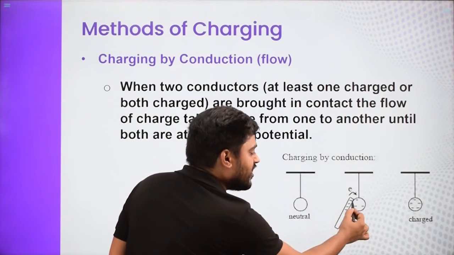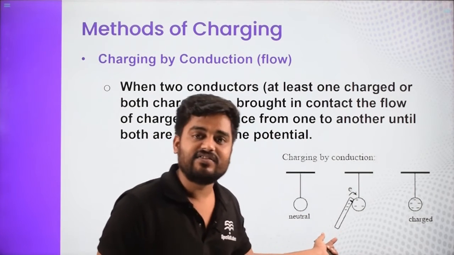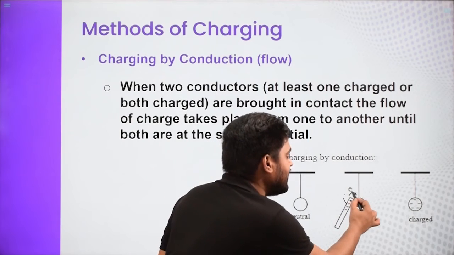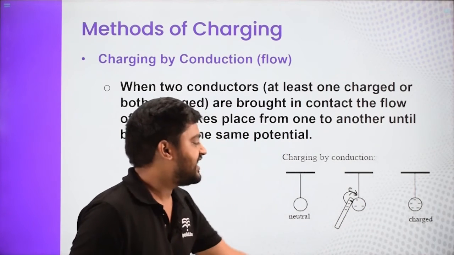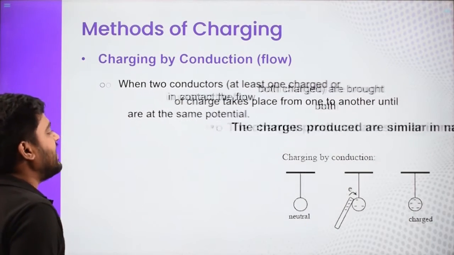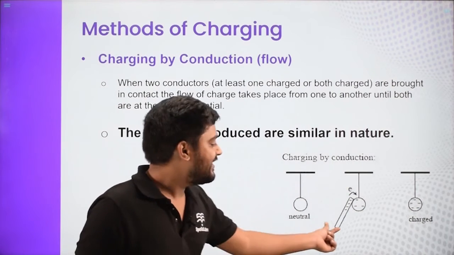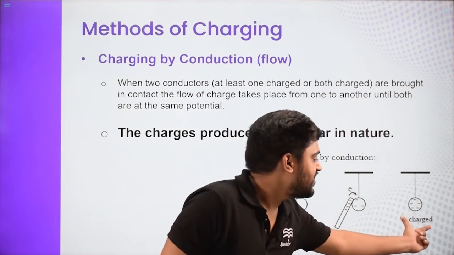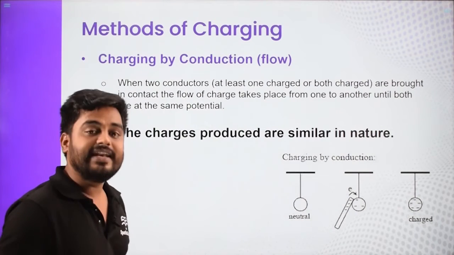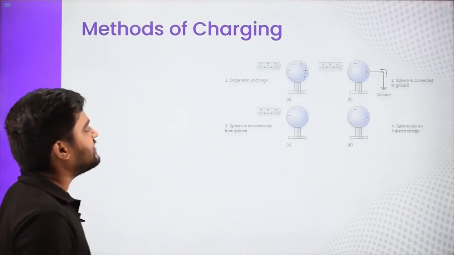When you put them in contact, since this is negatively charged, there is an excess of electrons. Some of these excess electrons will leave and go to the other object and will make that also negatively charged. So we can say that the charges which are produced are similar in nature. We brought the negative charge, and the charge which the neutral object gained after conduction is also negative. So some of the original charge is only transferred, so they are similar in nature.